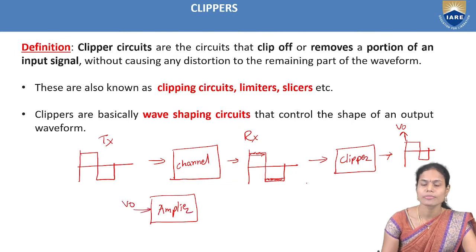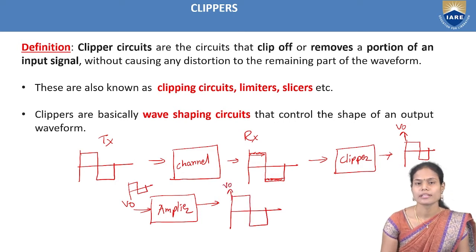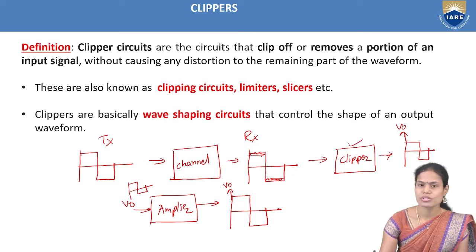This is the V0 from the clipper. This signal I am applying to the amplifier. Then across the output of the amplifier, I will get the amplified signal. That is, the amplitude of the signal is increased and my output signal is strengthened now. So in this particular application, we can use the clipper to remove the noise from the desired signal in the communication system. This is the main and basic requirement and function of the clipper.